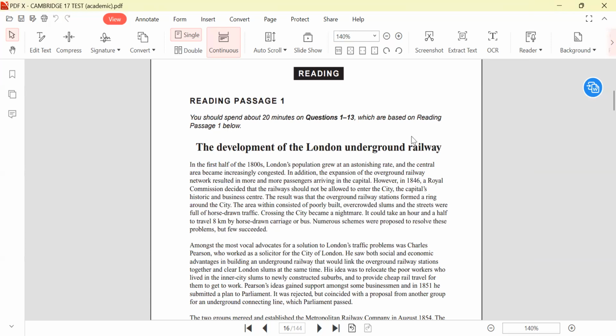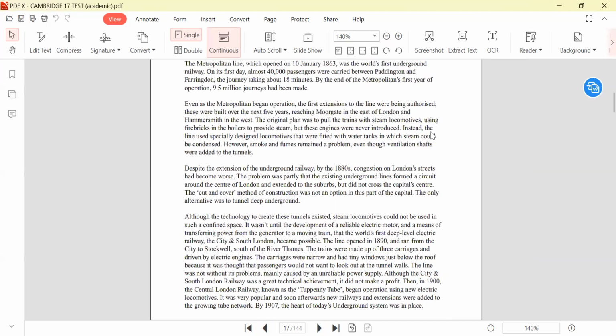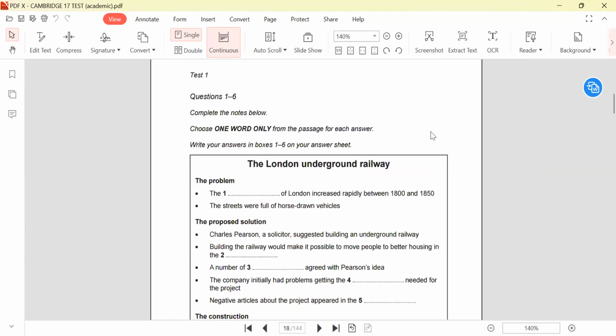So what is our strategy for this class? In this class, first I will give you a paragraph. There are 3 paragraphs, but first you will solve only paragraph 1. For paragraph 1, you will have 20 minutes. This is the paragraph, the development of the London Underground Railway. Okay. Then it has the questions.